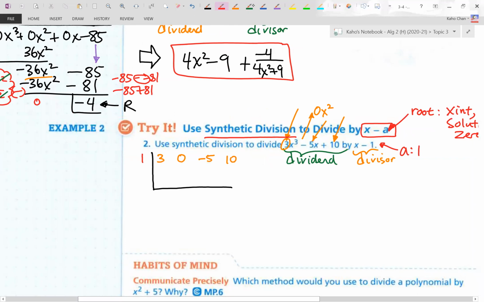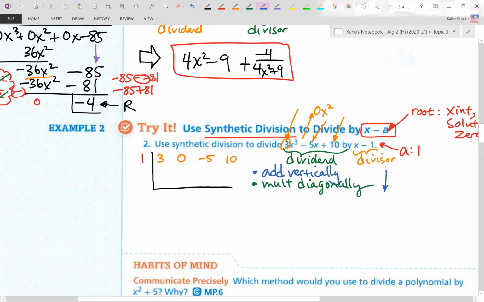Here are the rules. Step 1, add vertically. Step 2, multiply diagonally. And that's it. Those are the 2 rules. Add vertically. This is a visual aid here. And step 2, multiply diagonally. The plus sign has a vertical line, and the multiplication symbol has a diagonal line. So that's a great way to memorize that. Add vertically, multiply diagonally. Okay?